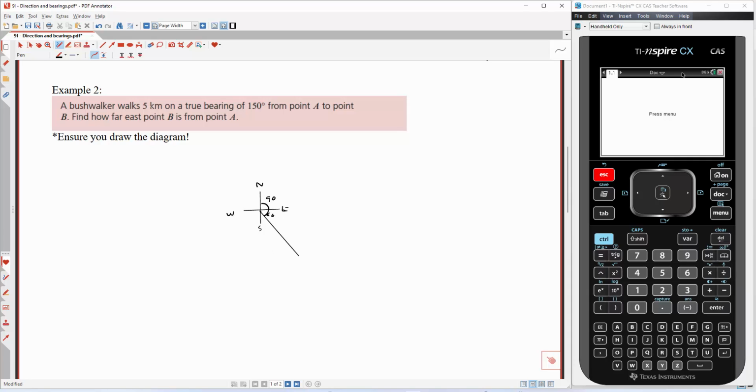This line here represents the walk, which is 5 kilometers long. Now, what do I want to do? I want to work out how far east. This is point A here, and we end up at point B. I want to work out how far east this point is from point A. That will represent this distance here. This is actually what I'm after, because this is how far east point B is from point A. That's the easterly distance. We can complete the diagram by drawing a line from here to here. That was meant to be a straight line.